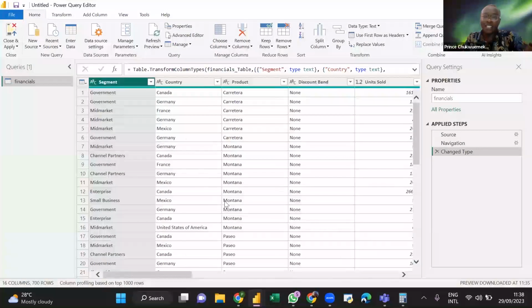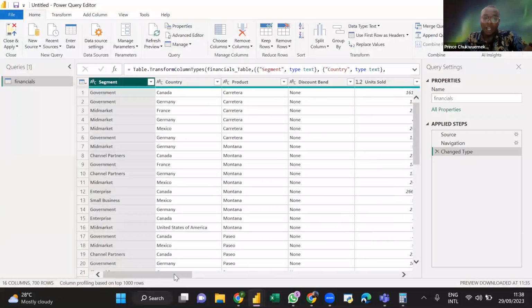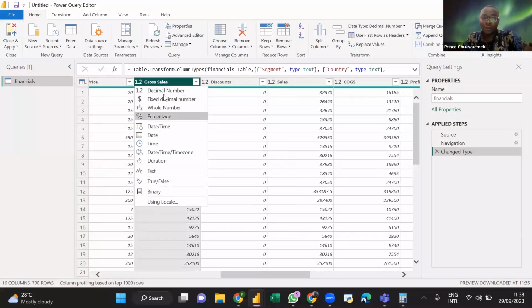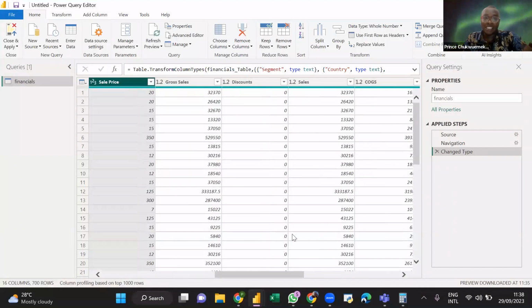If it is text, it should have a text data type here. If it is a number, it should have a number data type. So this here should have a number data type, whether it is a decimal number, a fixed decimal for currency, or a whole number. You must make sure that every one of your columns has a distinct data type.